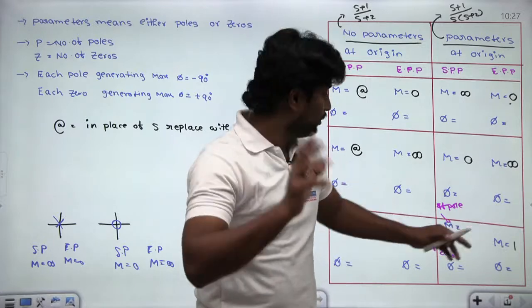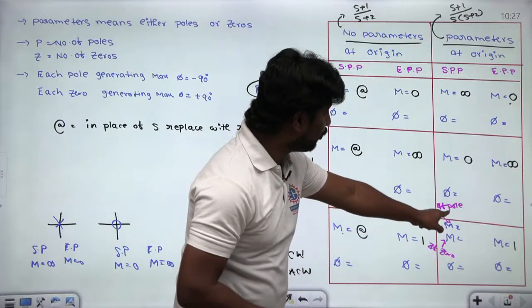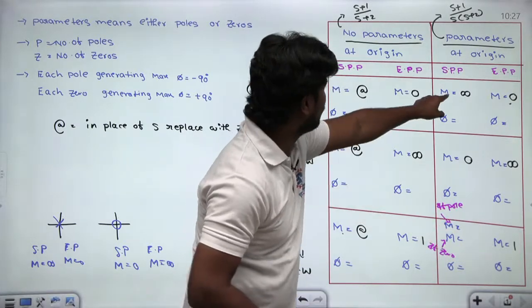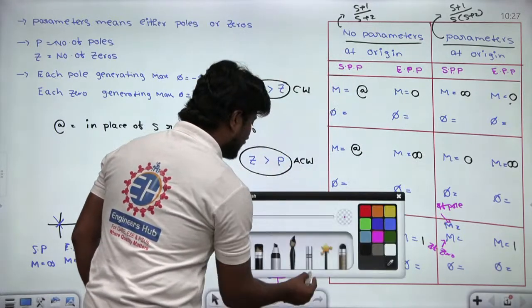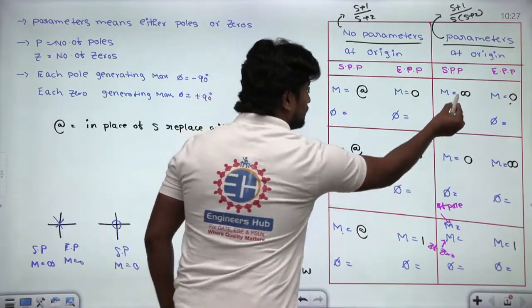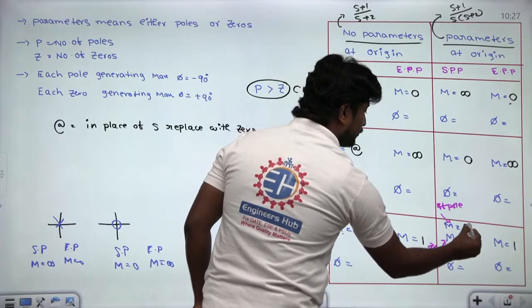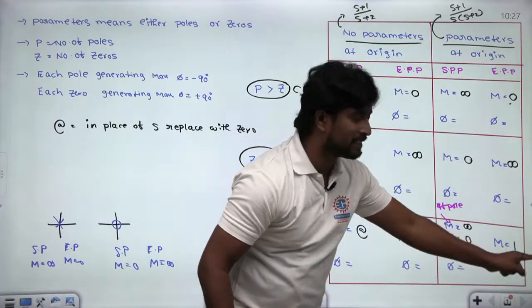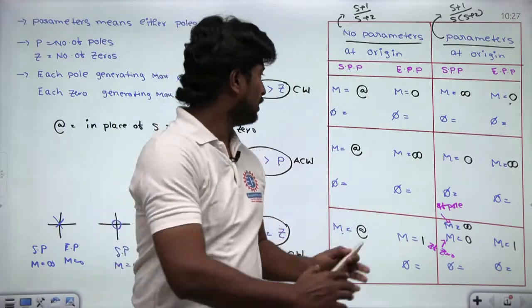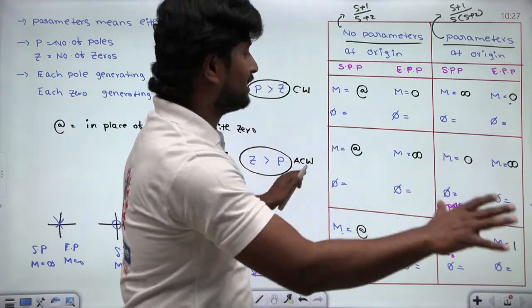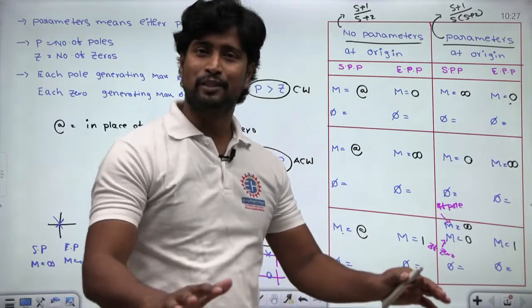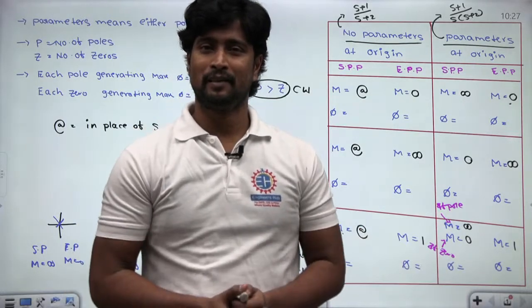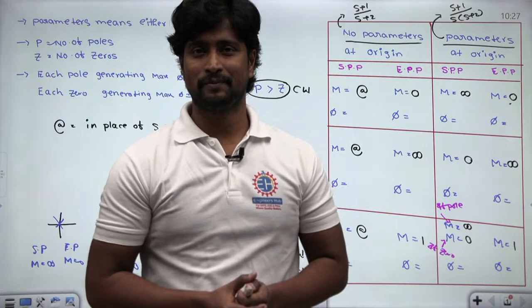Are you clear? If a pole is lying at the origin, same concept: the starting point magnitude is infinite, and if a zero, it is 0. In both cases, it terminates at 1 only. Now check once, all the magnitude positions are done. Got a clear view or not?